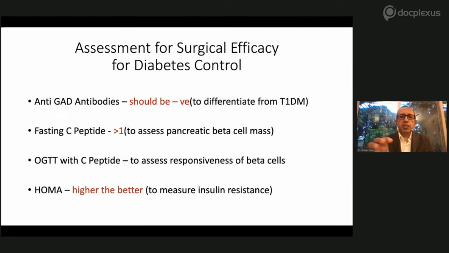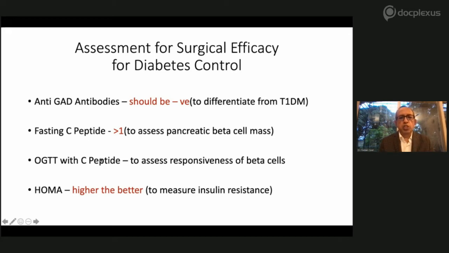Now, how do you assess a patient's suitability for surgery? One is you can get serum anti-GAD antibodies done, and they should be negative. If they are positive, then the patient is probably type 1 diabetes and should not be offered surgery. Fasting C-peptide should be done and it should be more than 1. This is to assess pancreatic beta cell mass. Higher the C-peptide, better the outcomes.